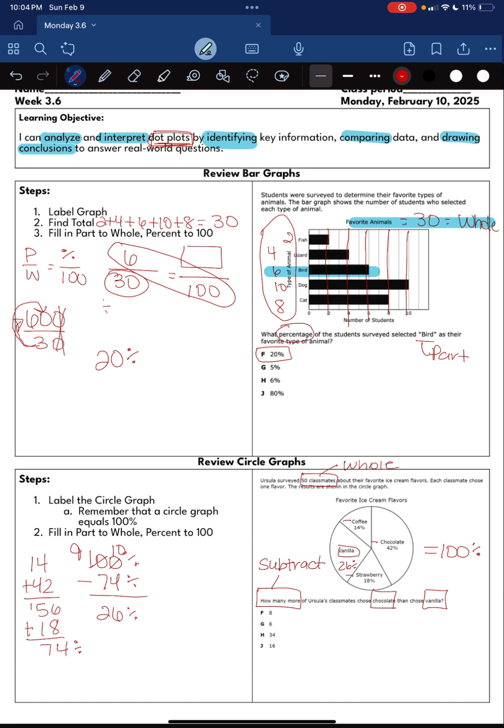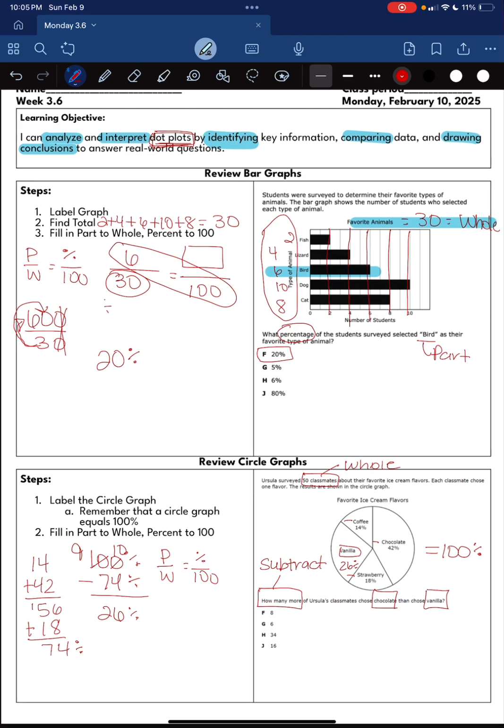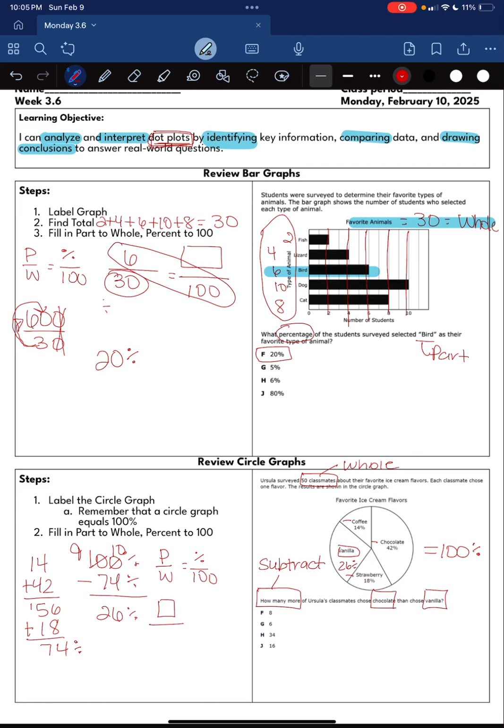So I'm going to begin working on chocolate. So we know we're going to use part over whole equals percent over 100. So I don't know my part. That's what I'm looking for. So that's going to stay blank. But I do know my whole is 50. And we're working on chocolate first. I do know the percentage for chocolate. And that's 42%. So I'm going to put my 42% here over 100%.